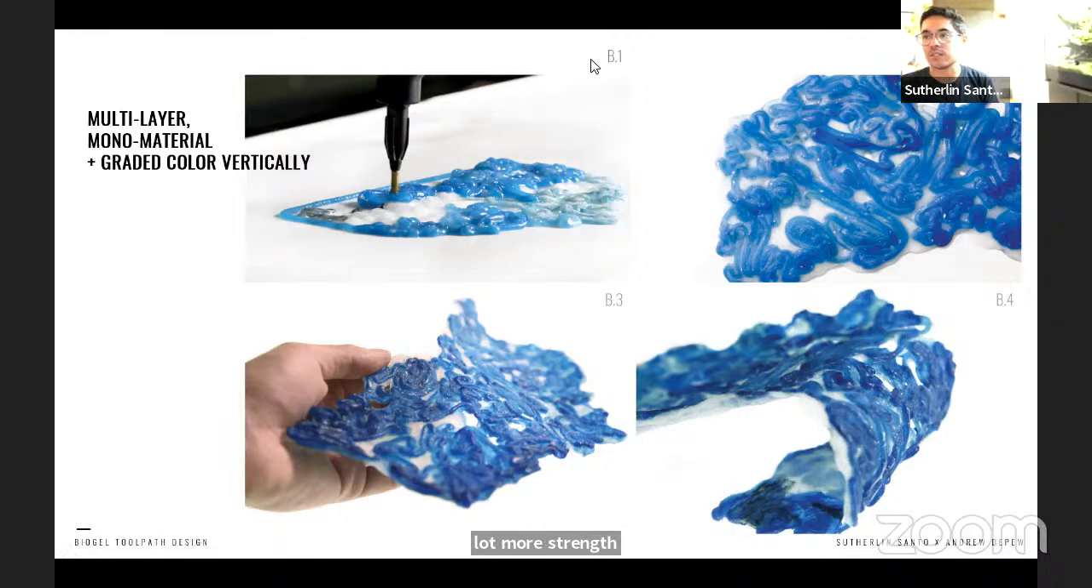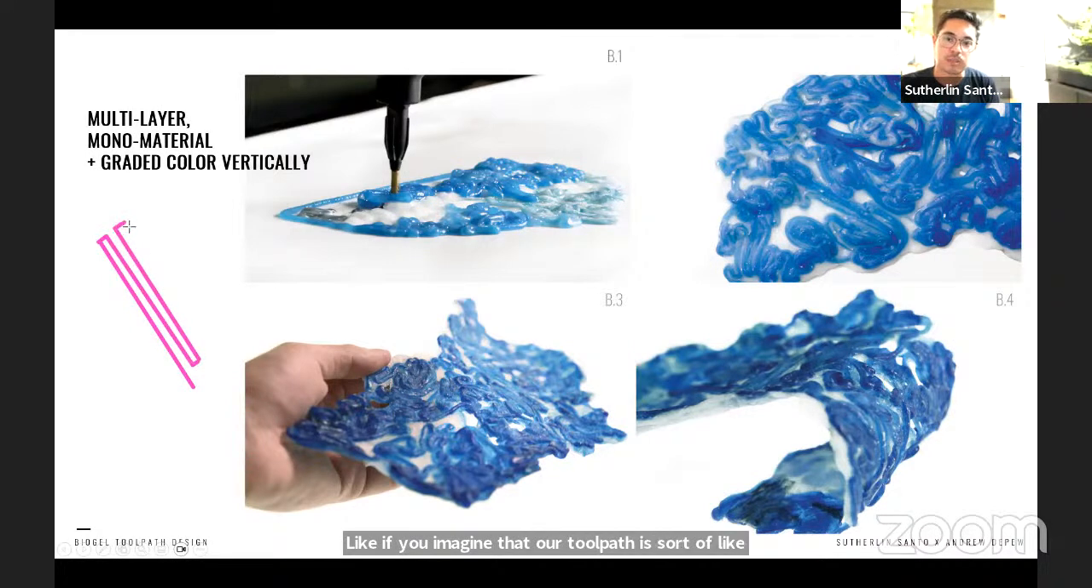And just for anyone who's a little unclear about what we're talking about right now, if we imagine that our tool path is like this pink line that's, let's just say, making a somewhat hatching pattern.